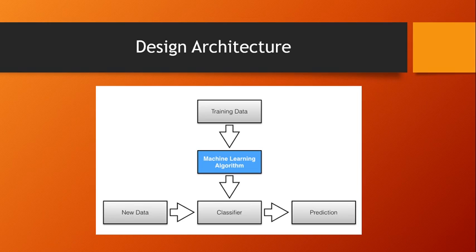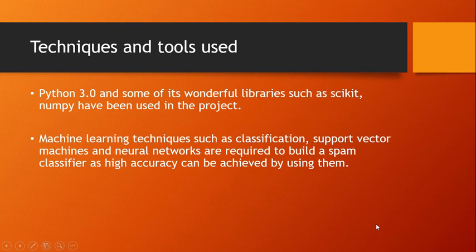Now, design architecture. For the design architecture of an email spam classifier, you have some training data, like a set of some spam mails and some non-spam mails. Then you apply machine learning algorithms such as support vector machines, regression model, or a neural network, or any model of your choice. But you have to check conditions, which I will tell you later. Now, when you have built a model, you take new data and then predict the value of that data.